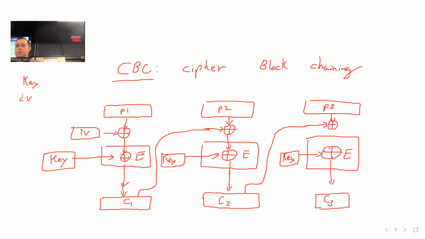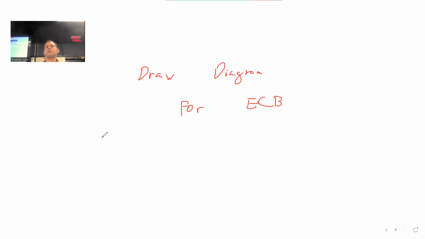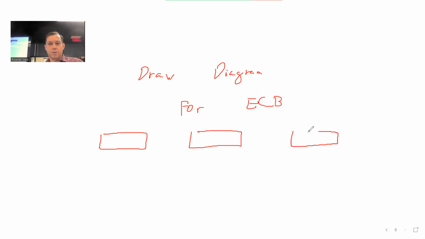All right, so CBC looks like that. So who wants to tell me how do you draw the diagram for ECB? So obviously we've got, so let's draw a few of the things that we know would be there. So we've got the plain text, right? So that's still P1, P2, P3.